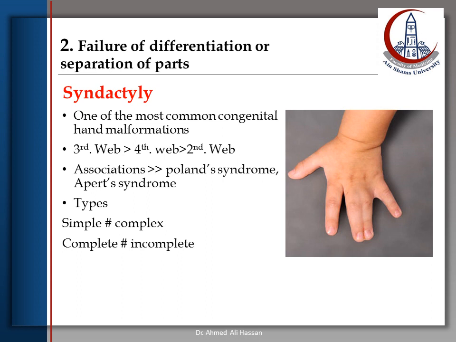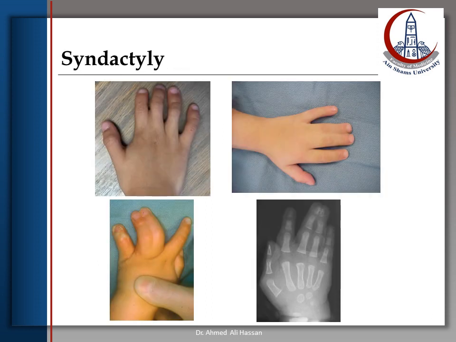The other types are complete or incomplete. In complete syndactyly, the whole digits are fused or attached, while in incomplete syndactyly a variable length of the digits is attached. These are some forms of syndactyly. As you see, this is incomplete syndactyly because the fusion is only to half of the length of the digits, to the proximal interphalangeal joint. Here is a complete complex syndactyly, and the X-ray shows the osseous fusions of the complex syndactyly.